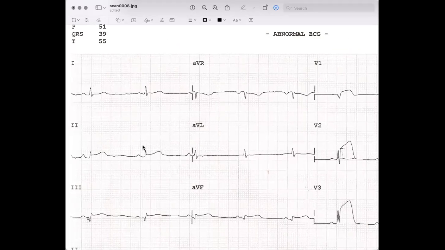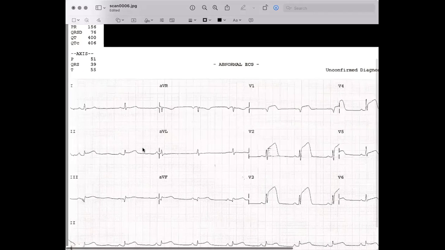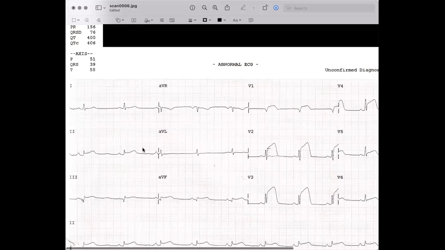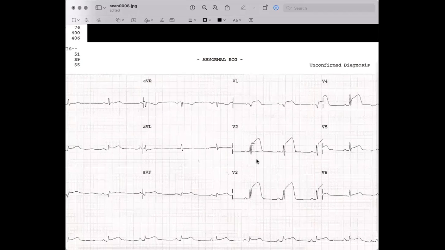So there is ST elevation, and there's a differential for that. I didn't give you the history, and the way it looks here, it's really called tombstoning. It's suggestive of an acute myocardial injury or acute myocardial infarction.